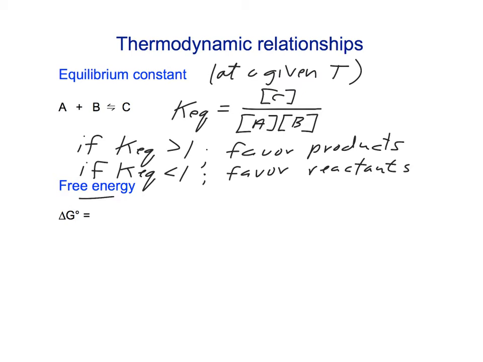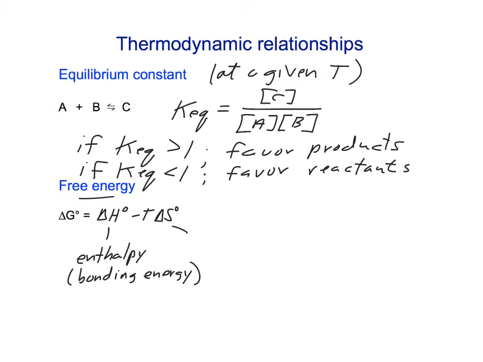So the free energy has a number of different relationships. So first off, let's remember that delta G0 equals delta H0 minus T delta S0. Delta H is the enthalpy, which is the bonding energy. So this is the energy that is either required to break a bond or that's released when we form a bond. T is the temperature in Kelvin.